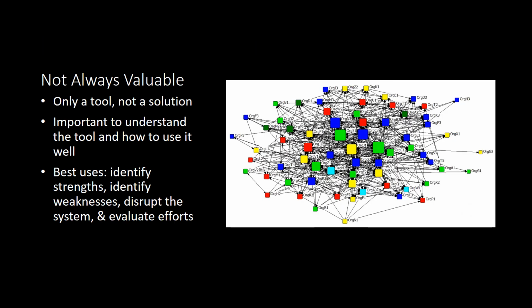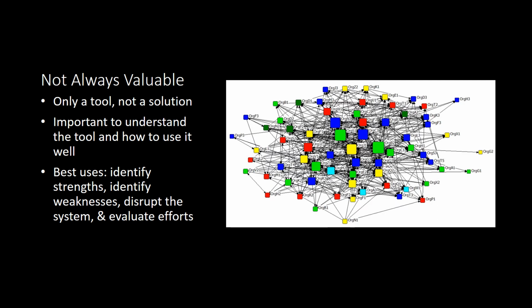As I mentioned before, network analysis is not always valuable. The image to the right is one such example. This colorful hairball is not really useful in that it alone does not tell us much about the system. Thus, it is important to remember that network analysis is only a tool, not a solution. It is important to understand the tool and how to use it well, which is the purpose of this training series.